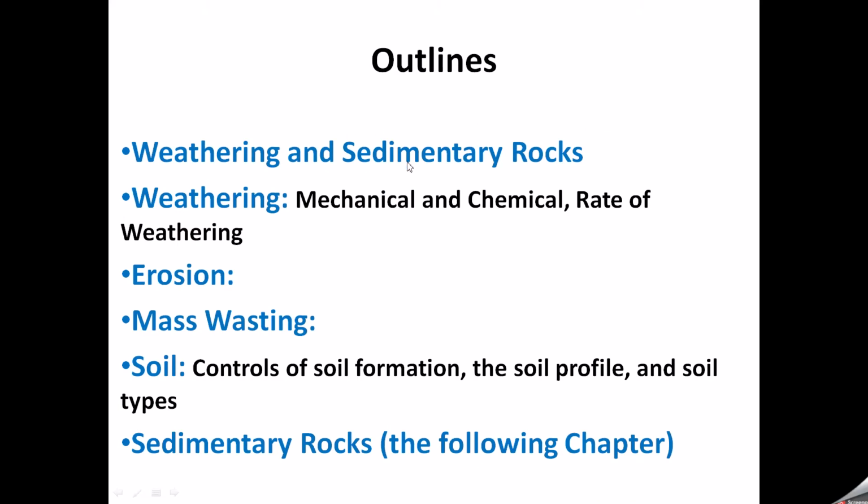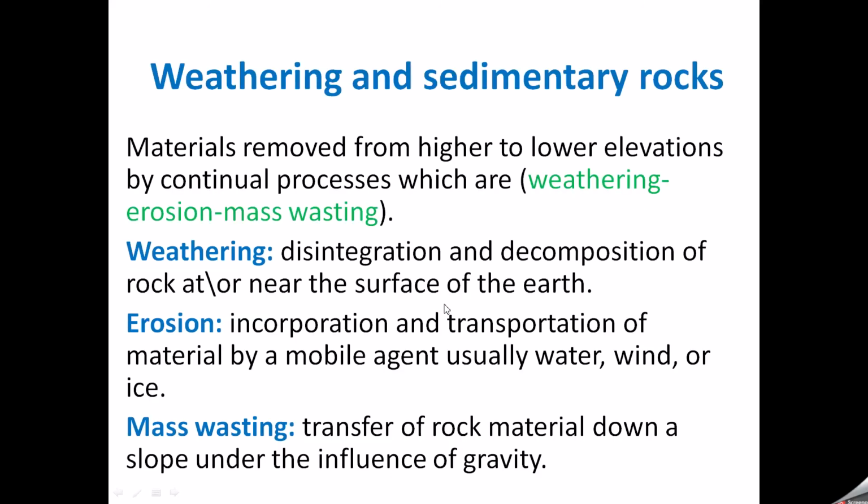The outlines of the weathering chapter: weathering, mechanical and chemical, and rate of weathering. And we study erosion, mass wasting, soil, and controls of soil formation, and the soil profile, and the soil types. And then the following chapter will be sedimentary rocks.